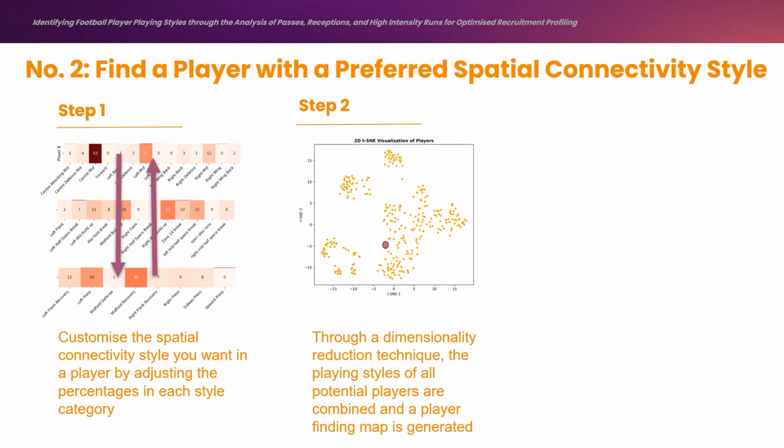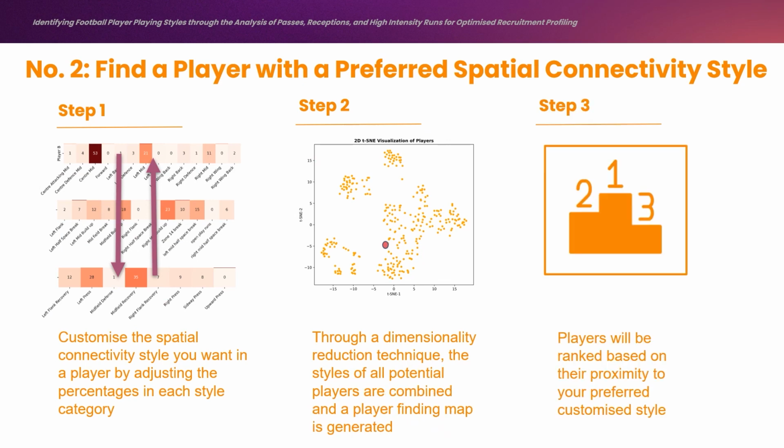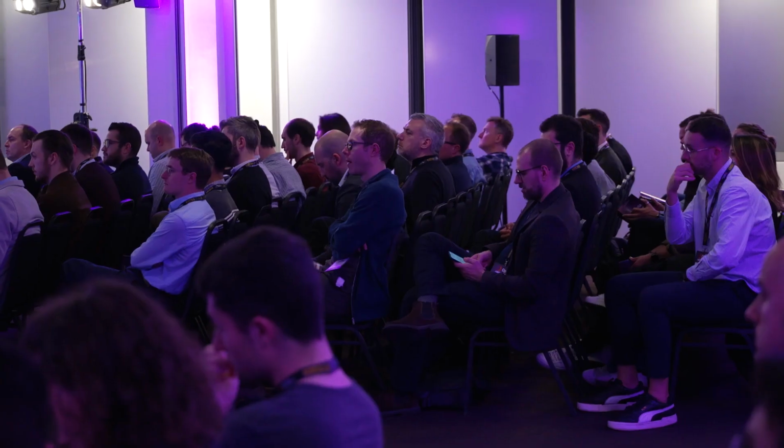So you map this player that you already adjusted into this player similarity map, and then you search through the vicinity and rank the players based on the distance, so that will be your short list.